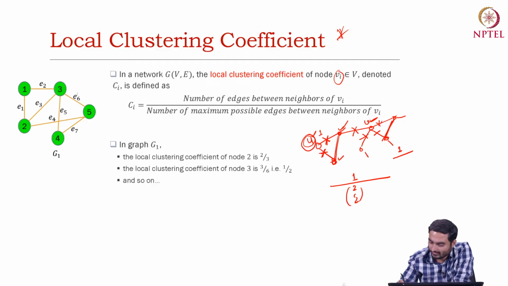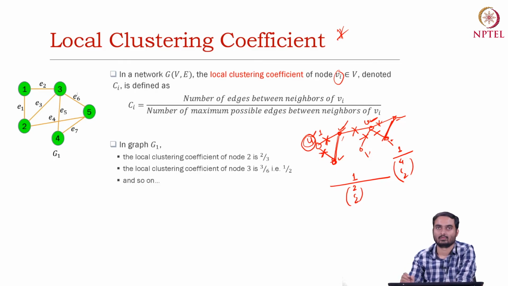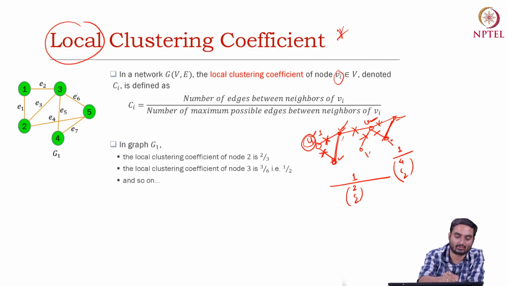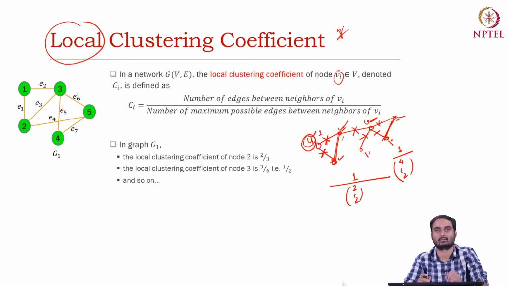So how many edges are there? Only 1. And how many possible edges are there? There are 1, 2, 3, 4 neighbors, so 4C2. Now, this is the clustering coefficient, and this is also called the local clustering coefficient. I will tell you why. There is another counterpart called the global clustering coefficient, but when we talk about the clustering coefficient, we generally refer to the local clustering coefficient. Let us try to understand the interpretation of it.